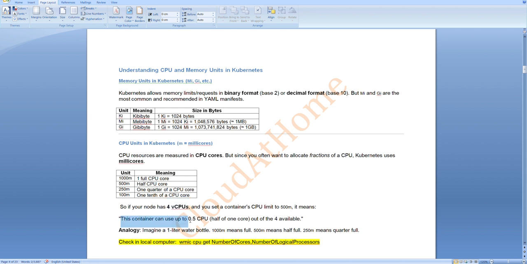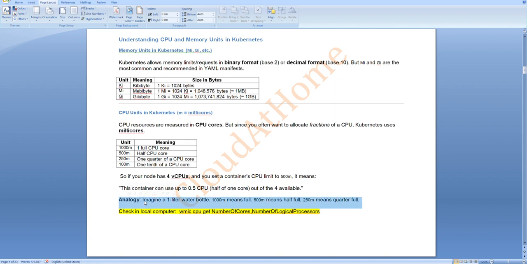So when we are setting it as 500 M, the container can use up to 0.5, that is half of one core basically, not of 4 cores, right? So let's understand with an analogy. Let's say you have a 1 liter water bottle. 1000 M means full, your one liter of water. 500 means your half water bottle, and 250 means it's a quarter.